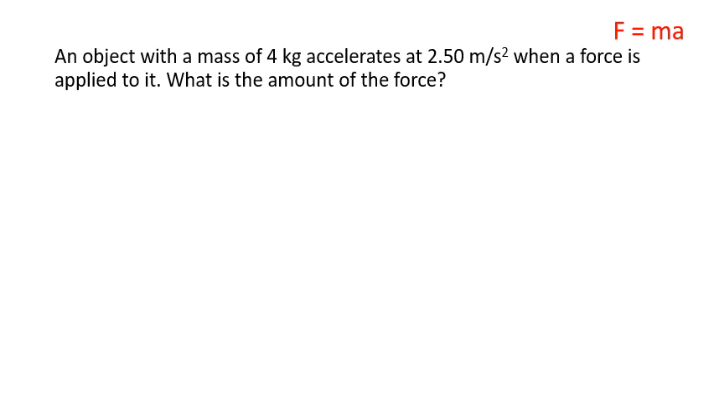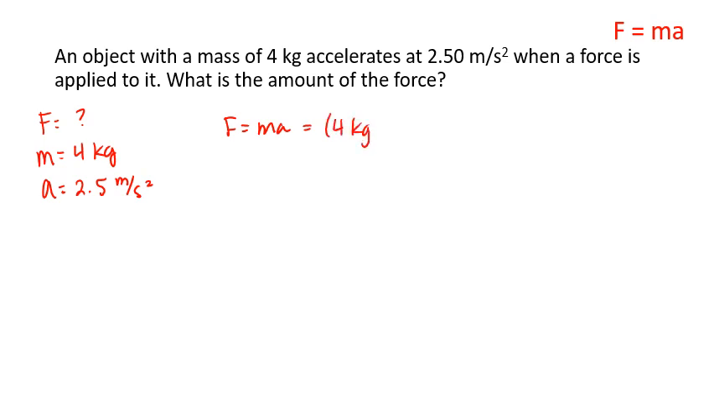Here, an object with a mass of 4 kilograms accelerates at 2.5 meters per second squared when a force is applied to it. What is the amount of the force? So this is going to be like the first problem we did, where we solve for force. So question mark goes to force. Mass is 4 kilograms. Acceleration is 2.5 meters per second squared. Everything's in the correct units, therefore we can just plug it into our variables. So 4 kilograms, remembering to write our units of course, times 2.5 meters per second squared.